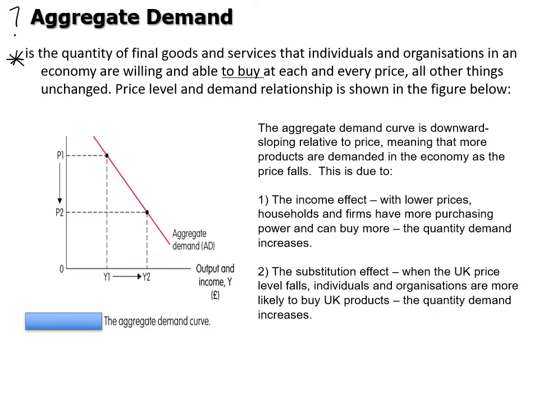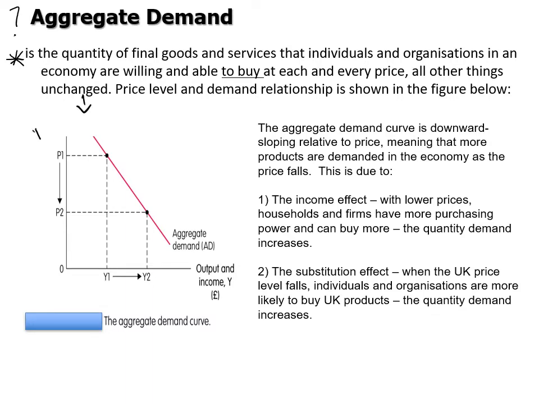Aggregate demand is the quantity of final goods and services that individuals and organizations in an economy are willing and able to buy at each and every price, all other things unchanged. So what do we mean? We mean individuals and organizations are willing, so they want to, and are able, meaning they can, buy at each and every price. So this relationship, this price level and demand relationship, is shown in this figure below.